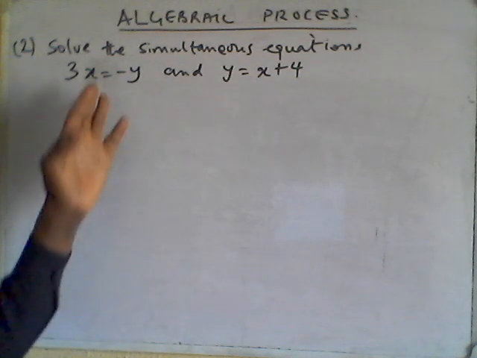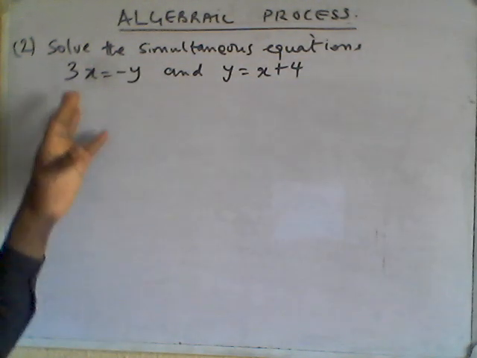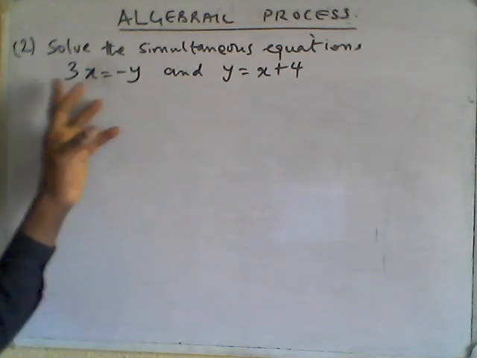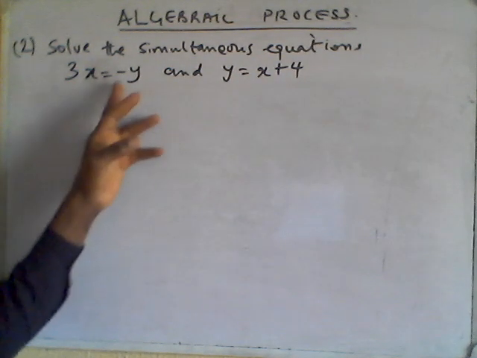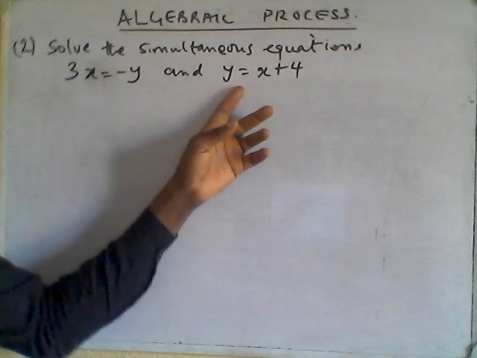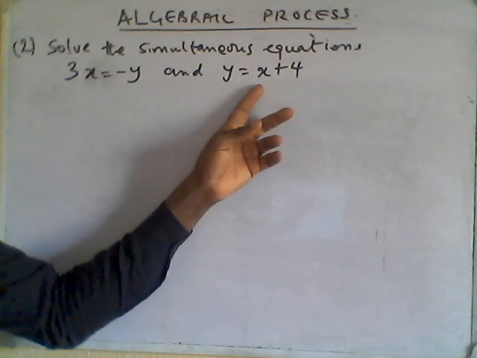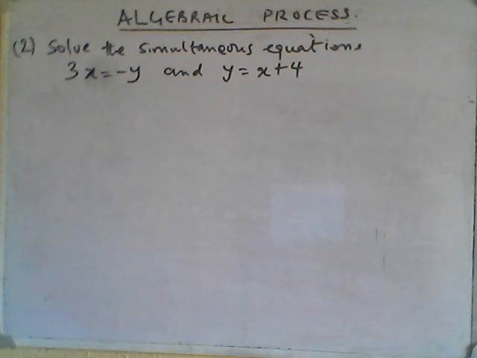Question 2 under algebraic processes is a simultaneous equation. It says solve the simultaneous equation: 3x is equal to minus y. This is the first equation. And y is equal to x plus 4.